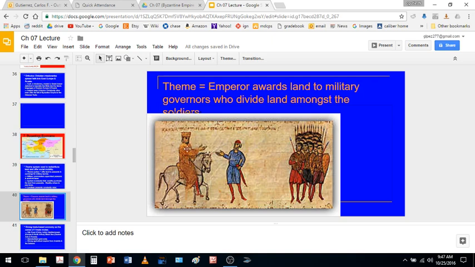Right. So here we see the emperor in the theme system. He gives the authority to oversee a territory to a military governor, a military commander. And the military commander can recruit peasants into the military and then give land to those peasants, to those soldiers, as payment for their service.